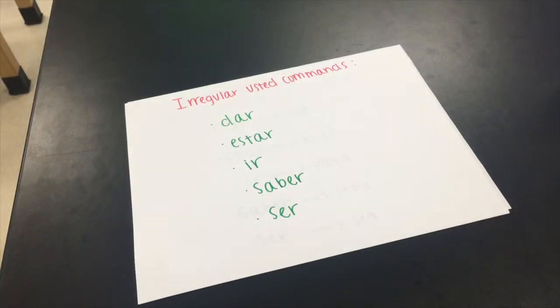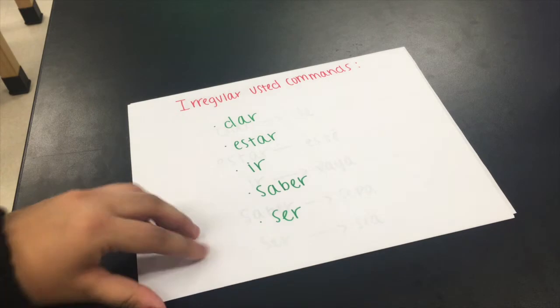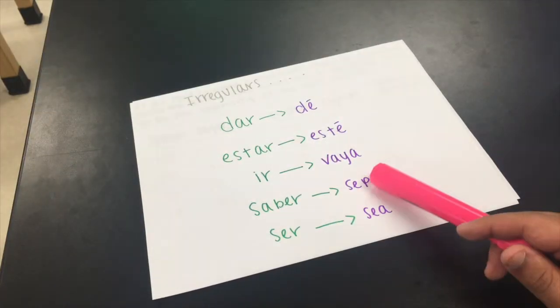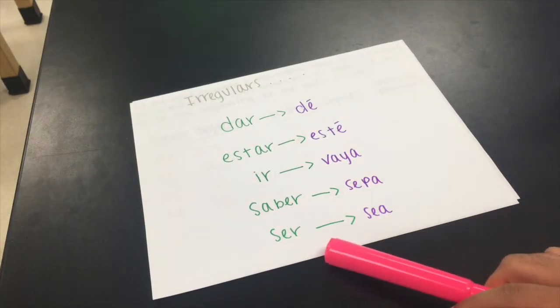And there's always a few irregular verbs, some that don't like to follow any of the rules. The irregular usted commands are dar, estar, ir, saber, and ser. Estar to esté, ir to vaya, saber to sepa, and ser to sea.